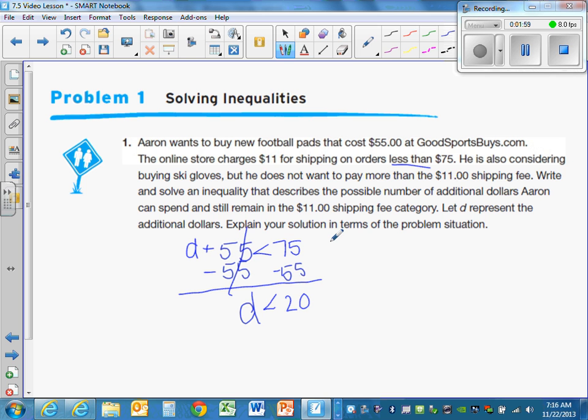Go ahead and read the next paragraph where it talks about solving an inequality and try number 2 on your own. When you're ready, press play.